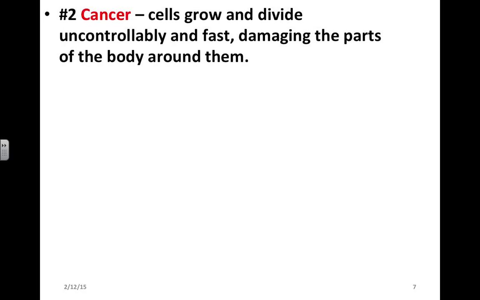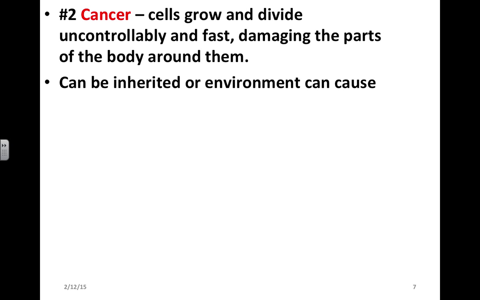So our second goal was to understand cancer just a little bit. The definition of cancer, it's in red, so please get it written down, is that cells grow and divide uncontrollably and fast. And what happens then is it damages the parts of the body around them. Cancer can be inherited, or the environment can cause cancer, or both.